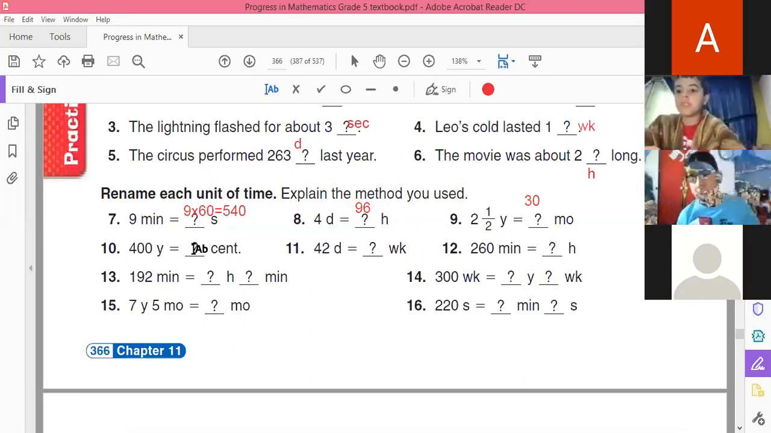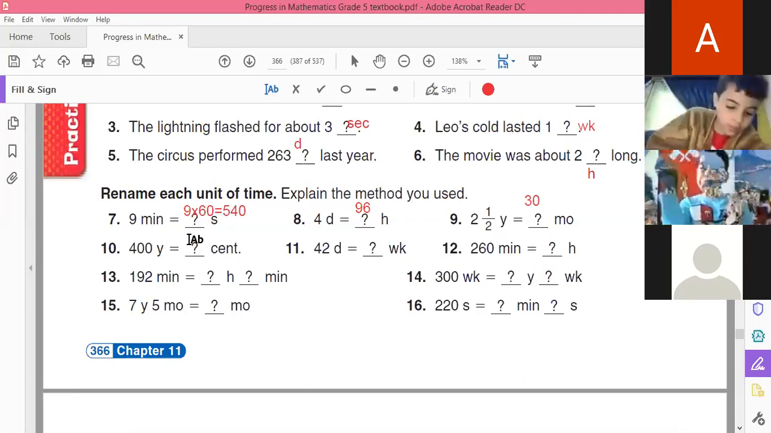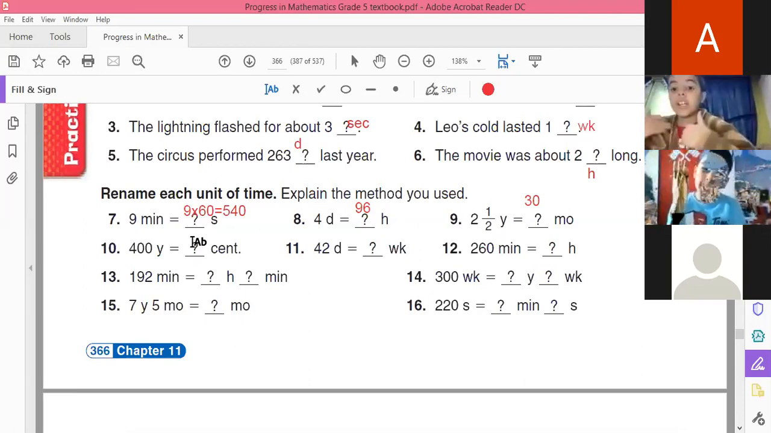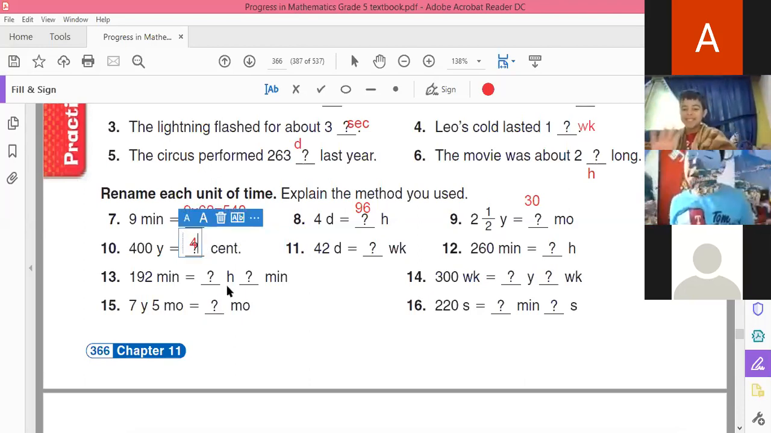400 years equal 4,000 centuries. No, 100 years makes 1 century. No, Ahmed, wait. 4 centuries. 4 centuries, very good.